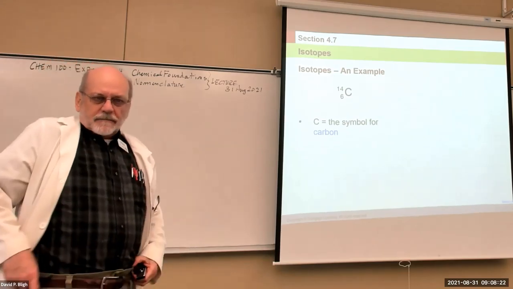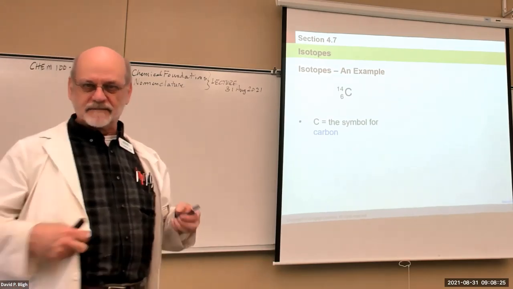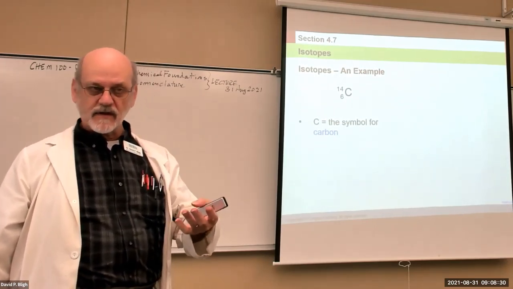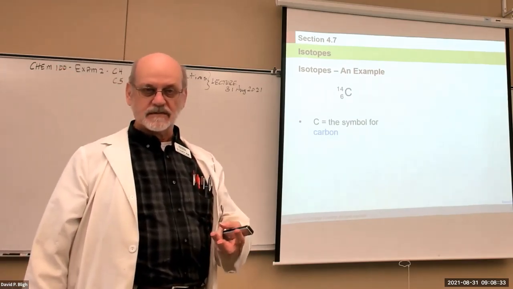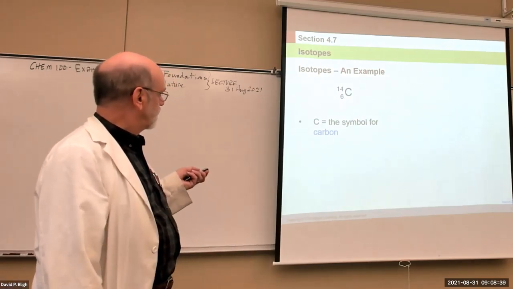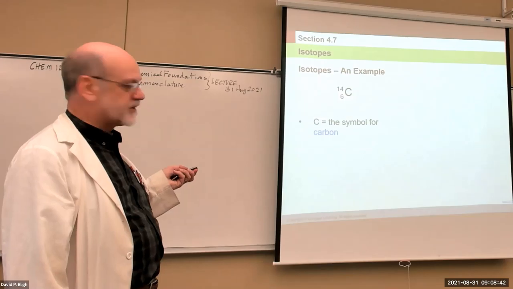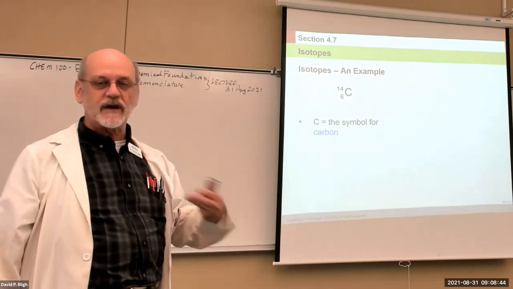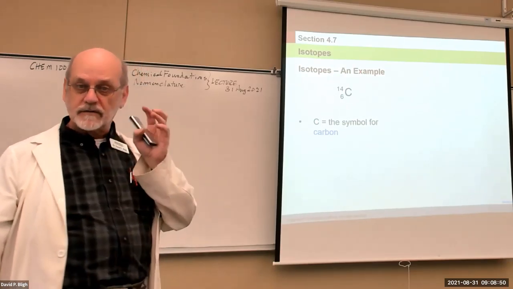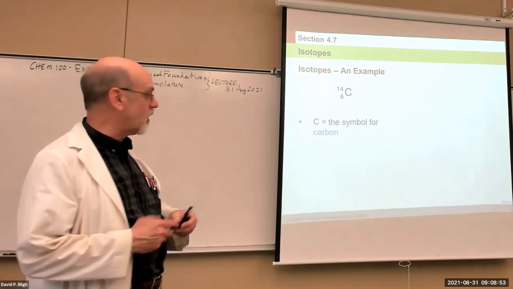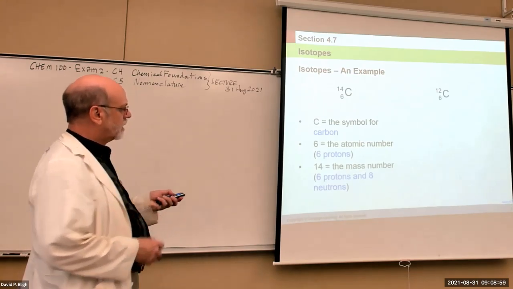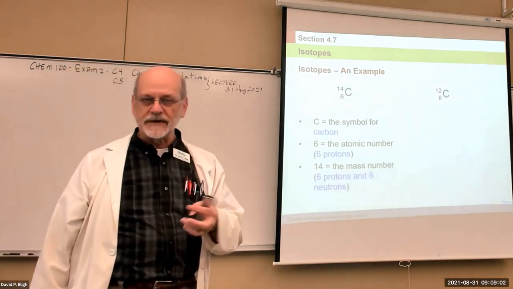Okay, here's an example. You've heard of carbon-14 dating, right? Carbon-14 is a radioactive element, and it decays. In other words, it changes. In other words, it becomes a different element. And in the process, it changes its number of protons and neutrons, so it has to become a different element. But this is only one isotope of carbon. The major isotope of carbon is carbon-12. That's the most common form.